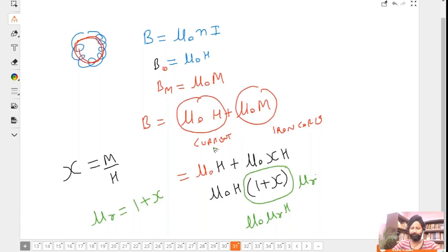When you're plugging in mu r, actually, when there is a core inside, that's what you do, right? So when you have a solenoid here, you say magnetic field is equal to mu naught Ni, but then as soon as you plug in some core here, you say, oh, I'm going to multiply this by mu r, right? So that mu r itself is 1 plus xi.